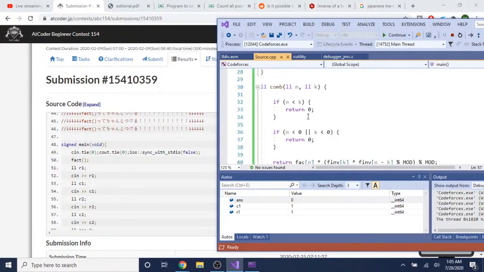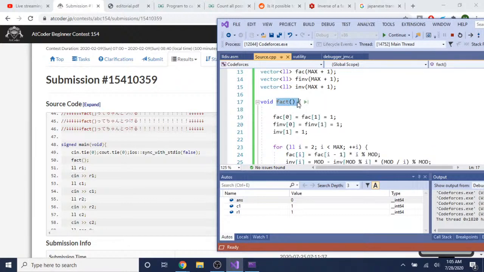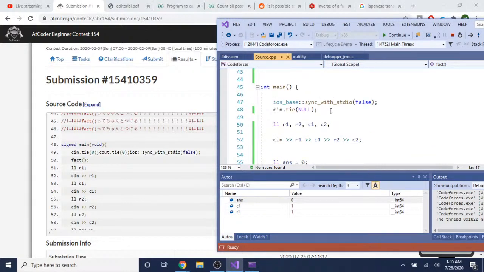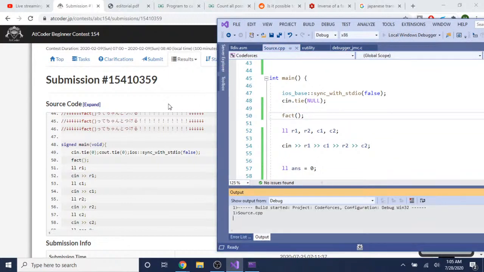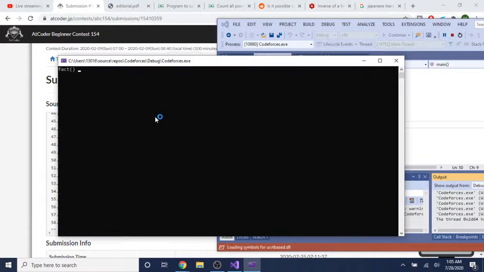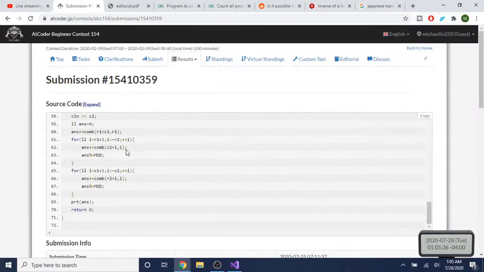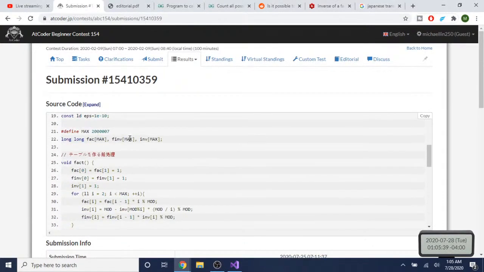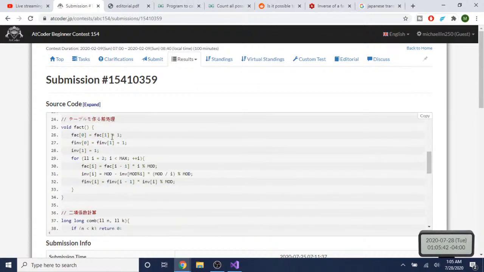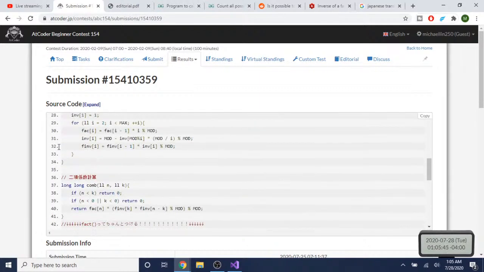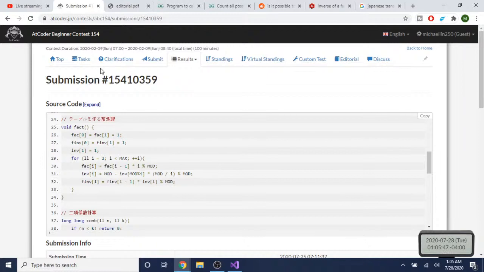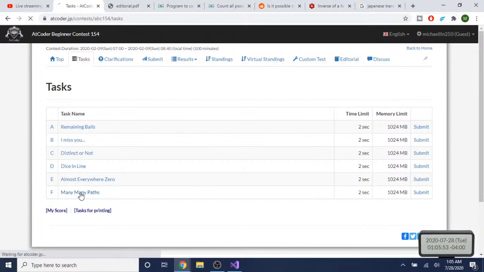Oh, I didn't call fact. That's why. Okay. Whoops. Okay, I'm going to read up later on how this equation actually works. But for now, I'll just submit it and get AC, and then be on our way.